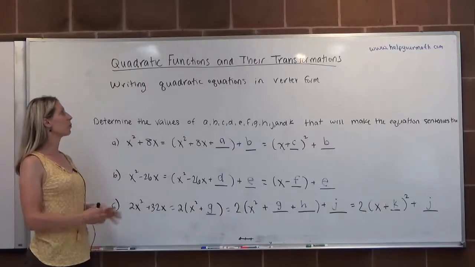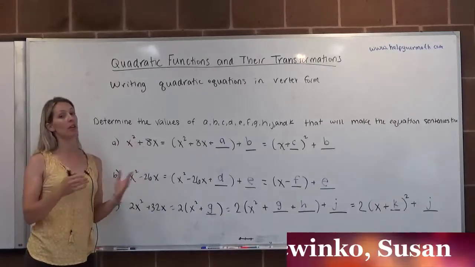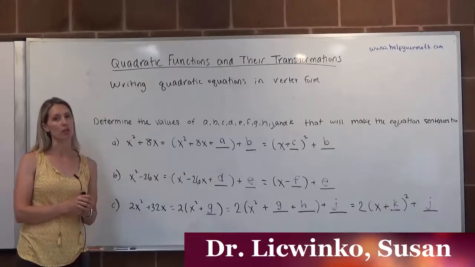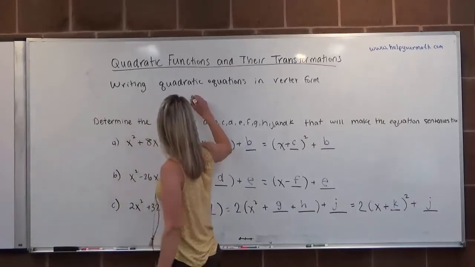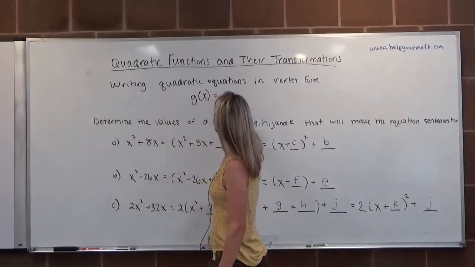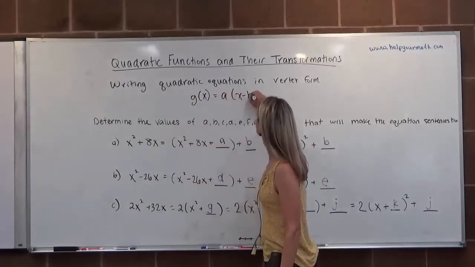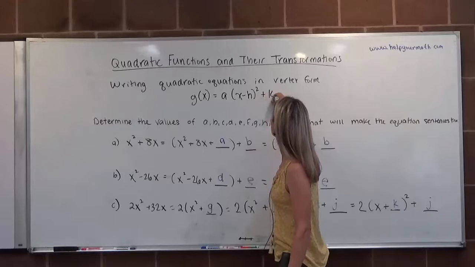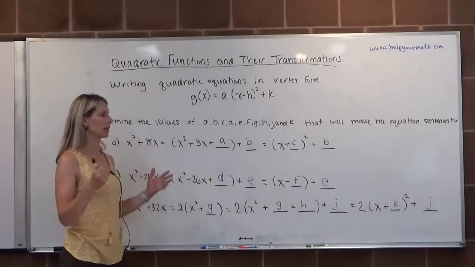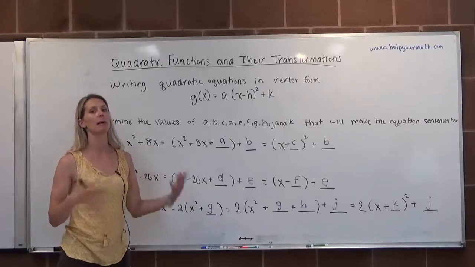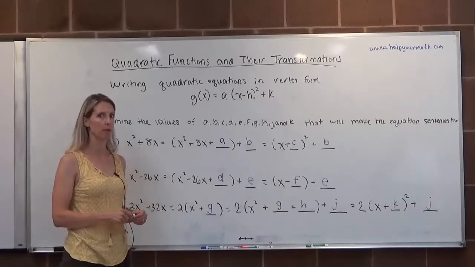In this video, we're going to get ourselves set up to be able to take any quadratic equation and write it in vertex form. Vertex form of a quadratic equation is when it's of the form g of x equals a times x minus h quantity squared plus k. So vertex form is really helpful for us because it helps us quickly identify what the vertex is, as well as any changes that are made to the shape of the parabola.